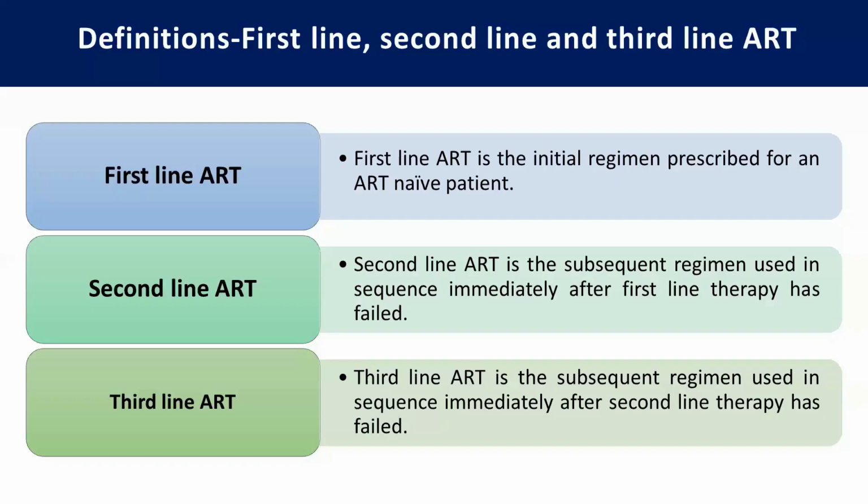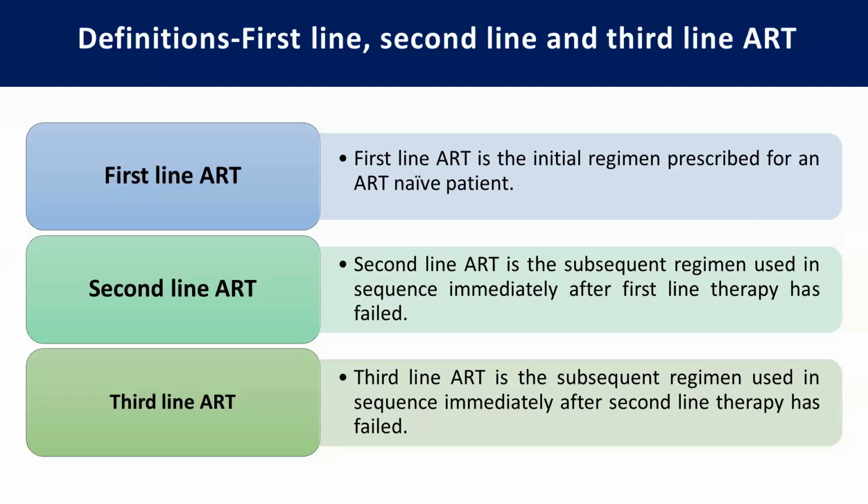Coming to the different treatment regimens now. What are the definitions of first line, second line and third line ART? First line ART is the initial regimen which is prescribed for an ART new patient. So the drugs may be of third line also. Sometimes a private practitioner is giving a darunavir based regimen to the patient, but that will be the first line for this patient. So it is the initial regimen prescribed for the ART new patient.